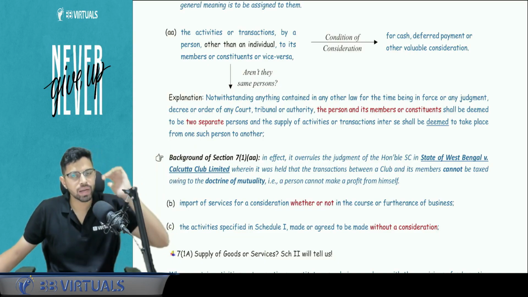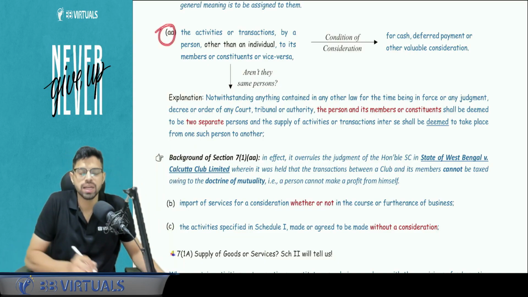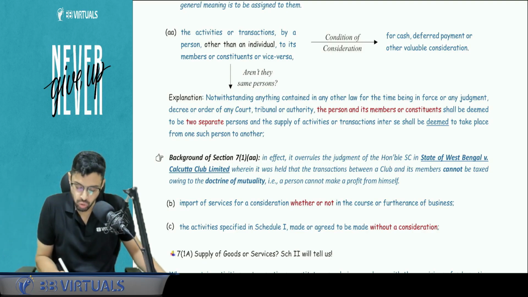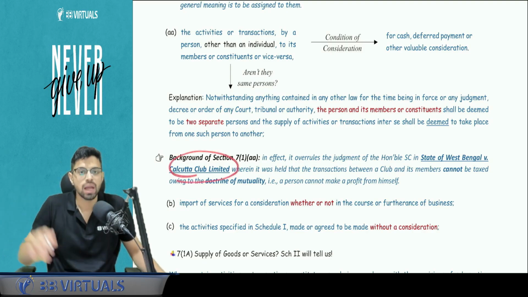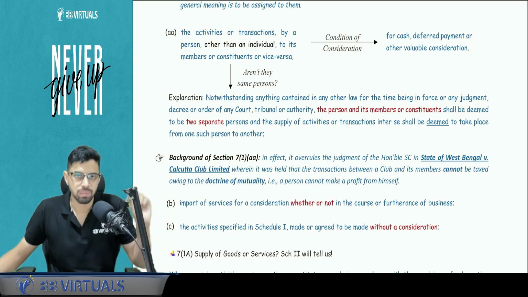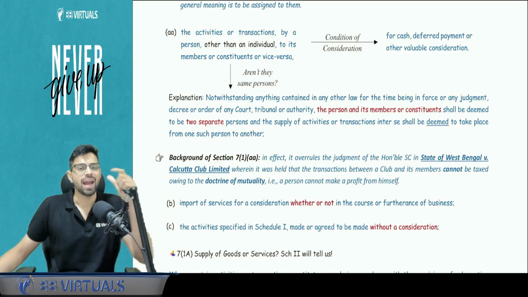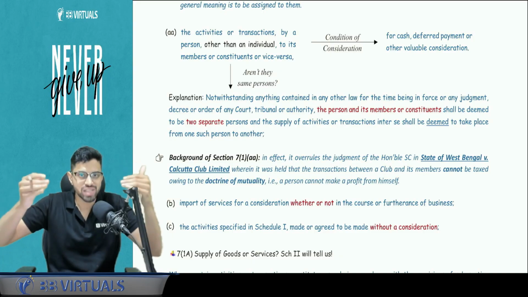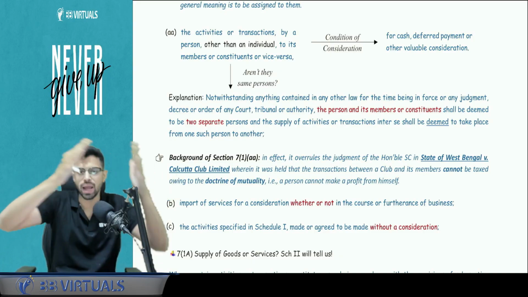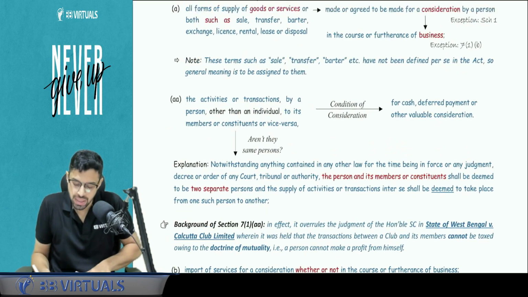So sir, why was this particular clause AA inserted? There was a ruling in the case of Calcutta Club Limited, where the Supreme Court had said that the club and its members are not separate people. They are one and the same person. And in general, for a supply to take place, there should be a supplier and recipient. They have not stated this here specifically.